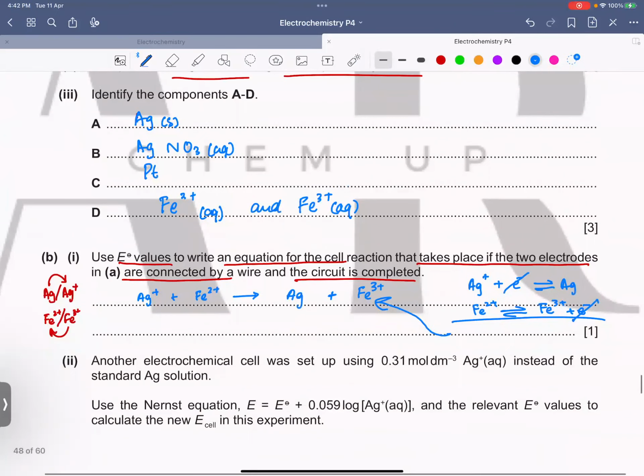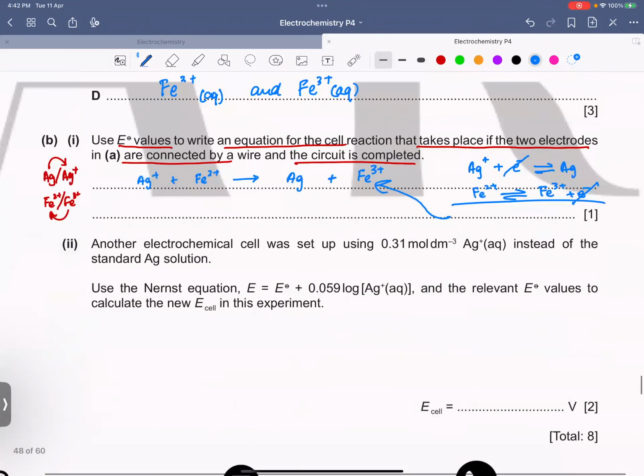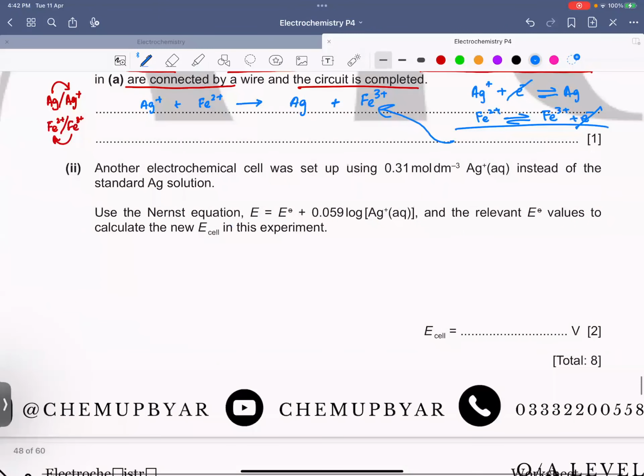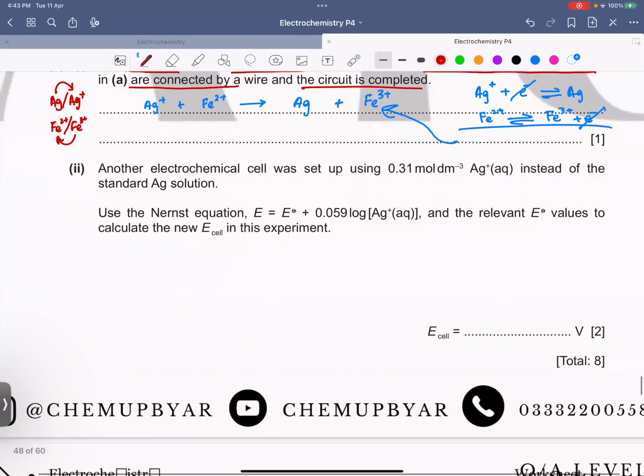Okay, now see over here. This is the next thing that we normally call the Nernst equation in this part. A Nernst equation, we use this equation when we have non-standard conditions in an electrochemical cell. So, another electrochemical cell.